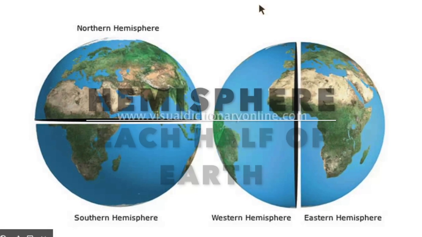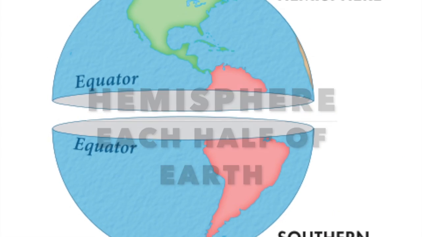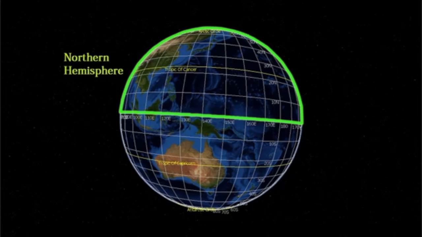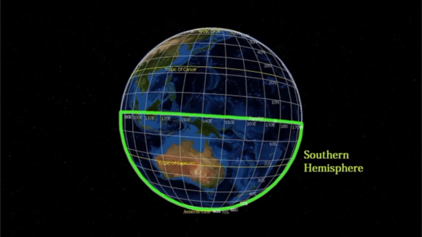Opposite halves of the globe are called hemispheres. For instance, the half of the Earth north of the equator is called the northern hemisphere, and the southern hemisphere is south of the equator.